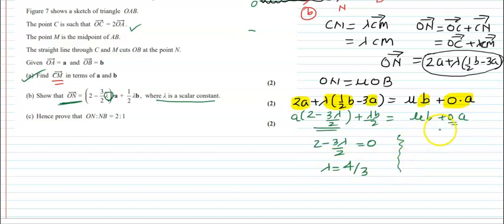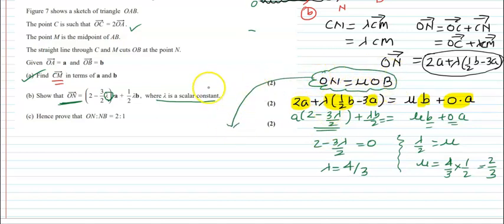Now, if you compare this b value with this b, lambda over 2 equal to mu. And if we put the value of lambda, 4 over 3, mu is 4 over 3 times 1 over 2, that is 2 over 3. So mu is 2 over 3. Now, if we put the value of mu here in ON equal to mu OB, let's see what happens.